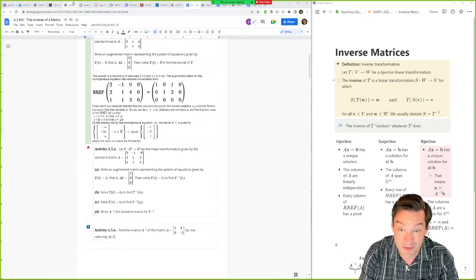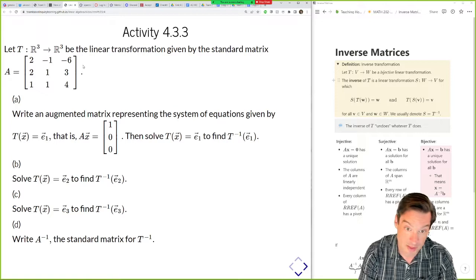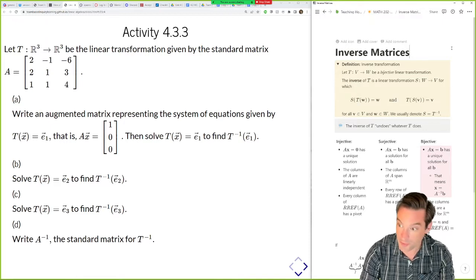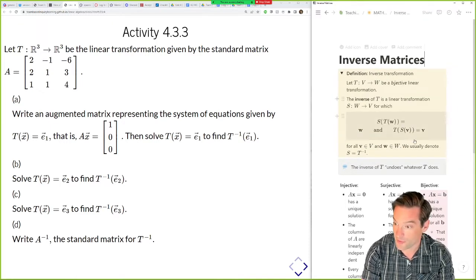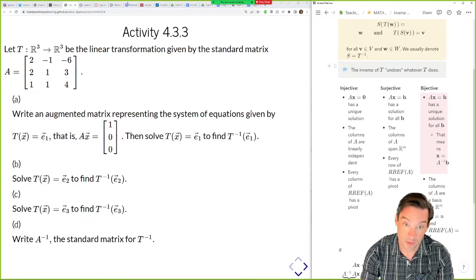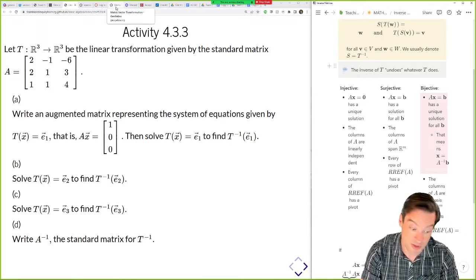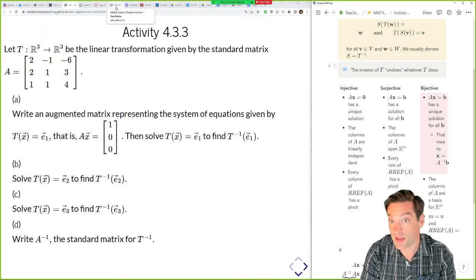So how do we find the inverse of a linear transformation if we know its original matrix? Well, we want to proceed on this principle that we want the inverse to undo whatever the original linear transformation does. Right? And so the same should be true of the standard matrix for the inverse of a linear transformation. It should undo exactly what the original standard matrix did.